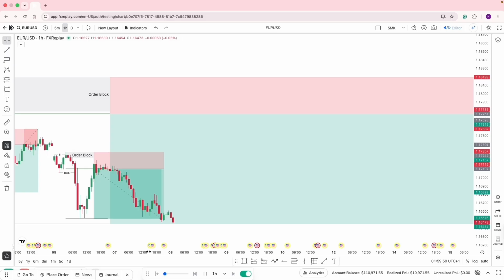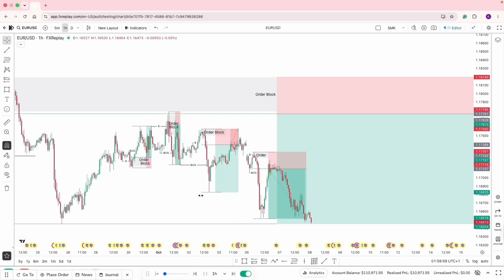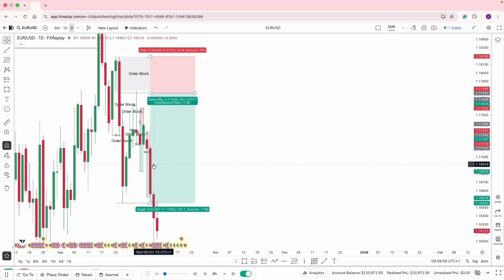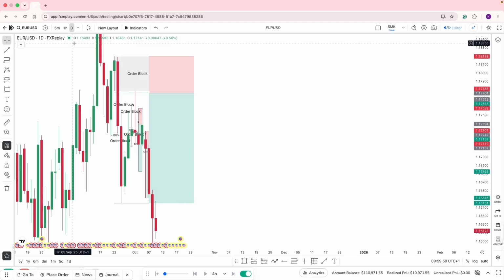Let's just have a recap to see what happened. We entered this trade on the daily, tapped in on the 1st of October, and by the 8th of October, we hit our take profit. So that's about 7 days. That's how long swing trades would take.